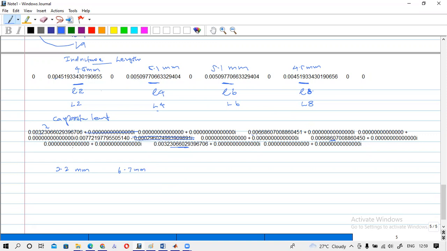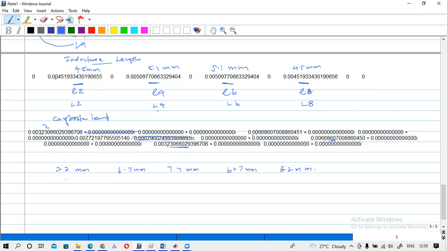Okay, and this is 7.7 millimeter. And this is 6.7 millimeter, 6.7 millimeter, and this is 3.2 millimeter. Okay, and yeah, that's all.